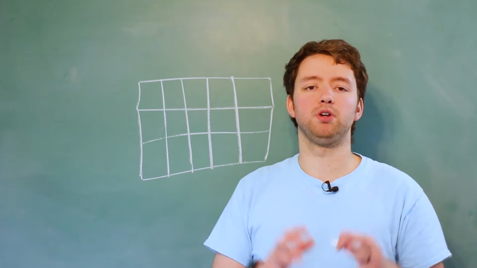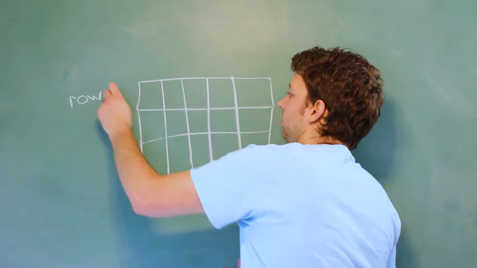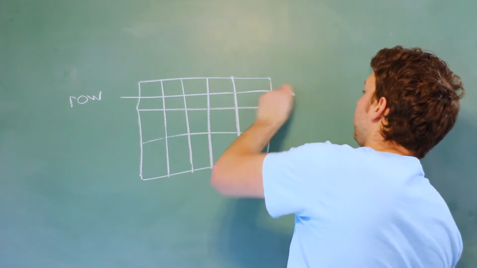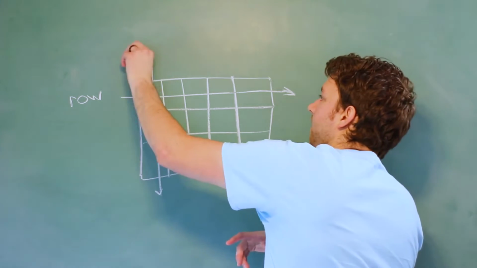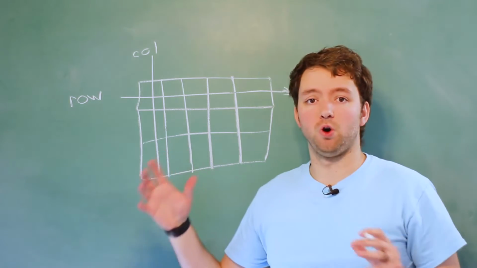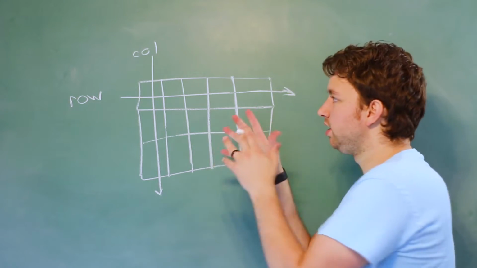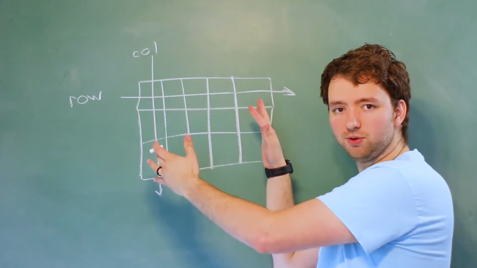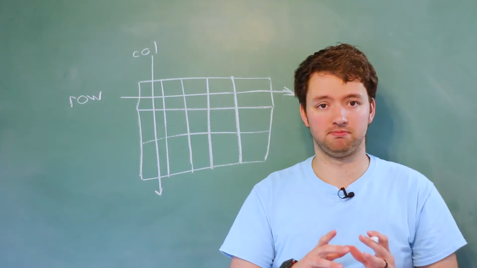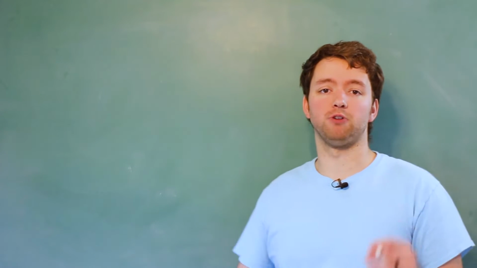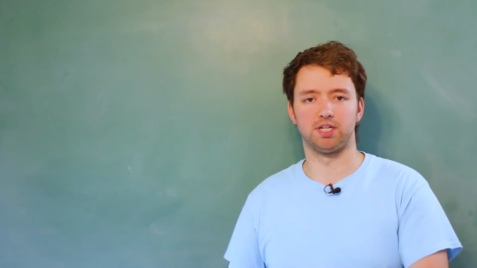So just to get some terminology up front, a row goes this way. A column goes this way. So that's important when we talk about indexing, how to get a particular spot on this 2D array. You need to know which is a row and which is a column. So with the rest of the video, we're going to be talking about how to create 2D arrays and how to use the proper indexing to grab a particular position.